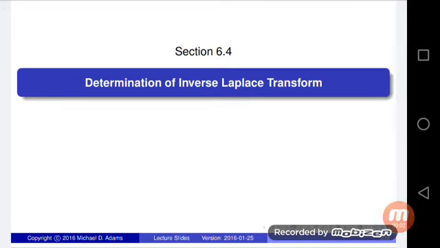Hi everyone. Today we are discussing the determination of inverse Laplace transform. In the previous class we discussed Laplace transform. Before that, we discussed Fourier transform functions. Now we are entering a different topic: determination of inverse Laplace transform.